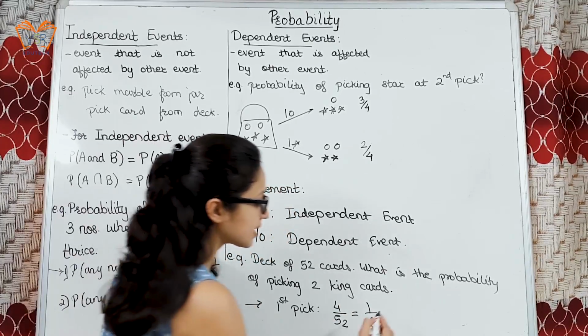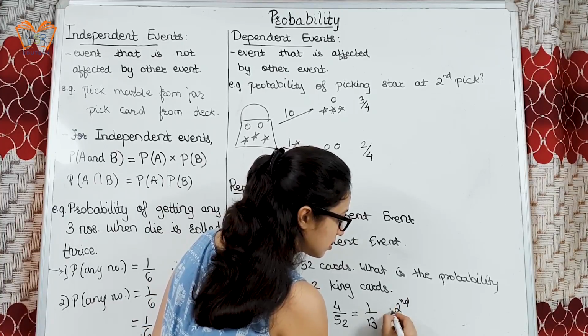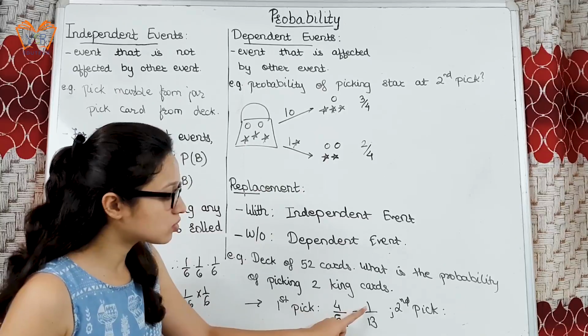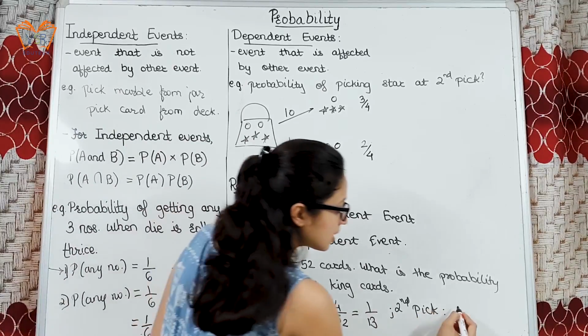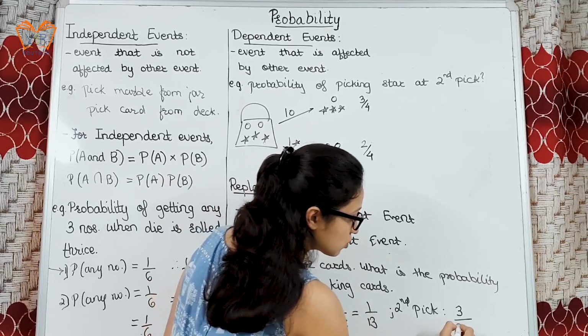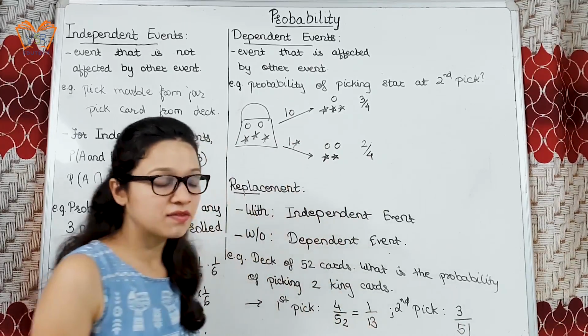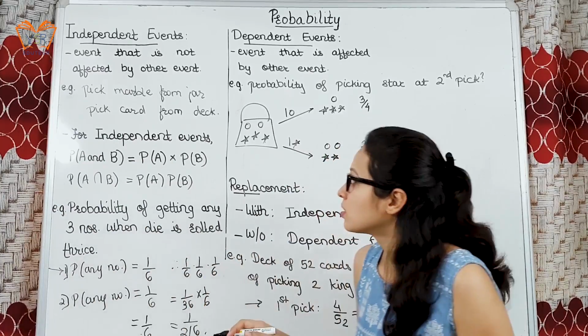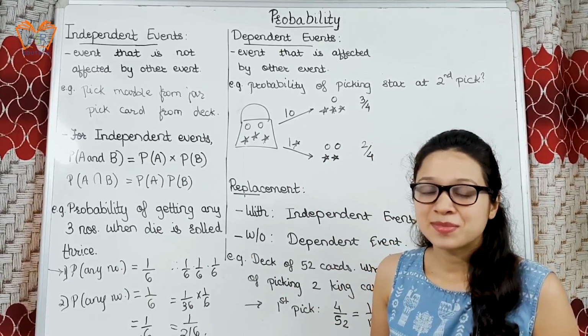Now for the second pick, as the first king card was already picked up, now we'll be left with 3 king cards and one card will be reduced. So this will be 3 by 51. So these are nothing but dependent events. So this is all about independent and dependent events.